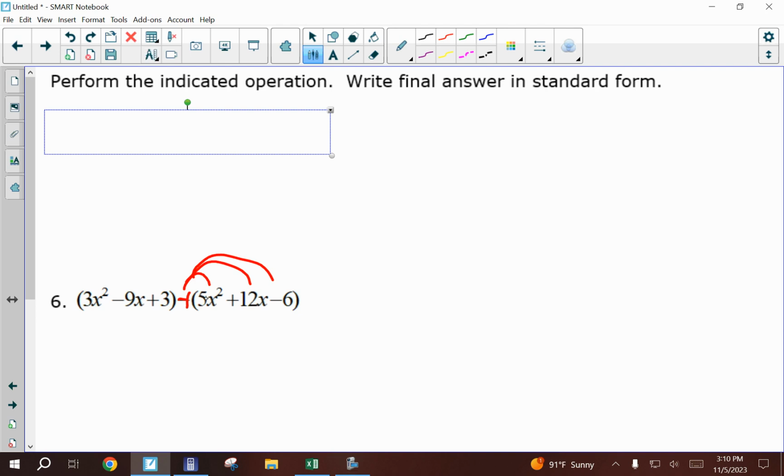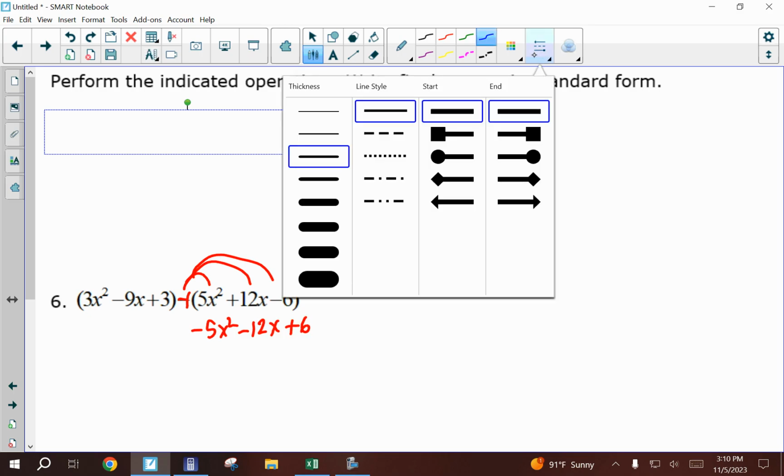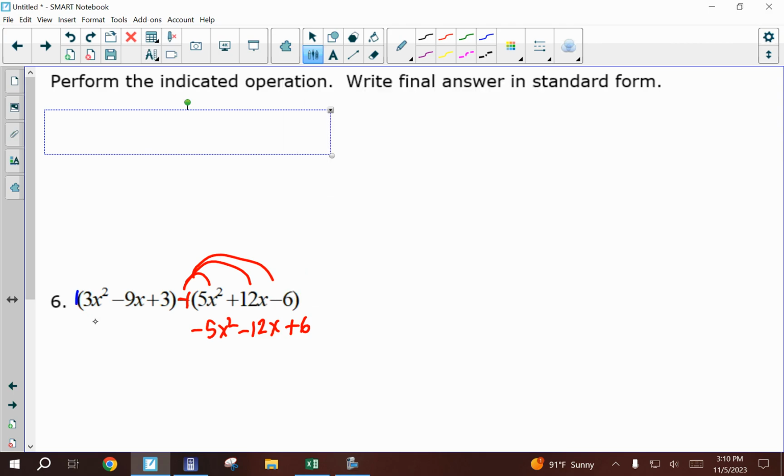So this positive 5x squared becomes negative 5x squared. Positive 12x becomes negative 12x. And then negative 6 becomes plus 6. The other parentheses has a positive 1, so we could just take off those parentheses because that doesn't do anything.